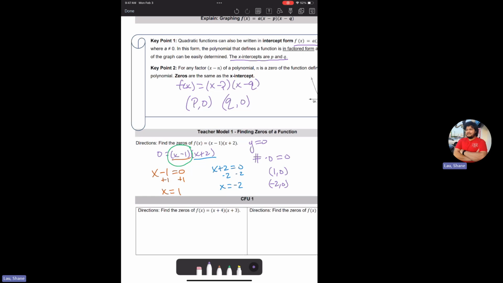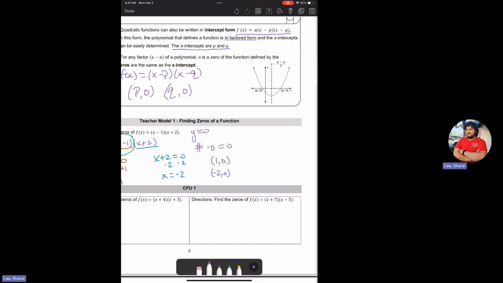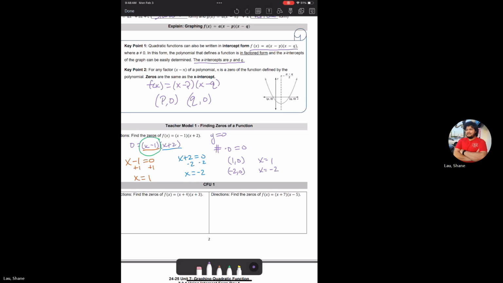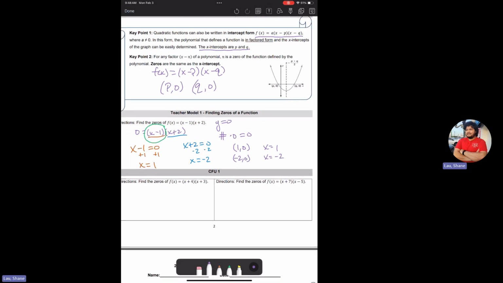There will be instances on a test or something like that where you'll be asked what is the value of x, and there you would say that x equals 1 or x equals negative 2. In that case, make sure that you are actually writing those down. Okay. Go ahead and take a second to do that, if you want.